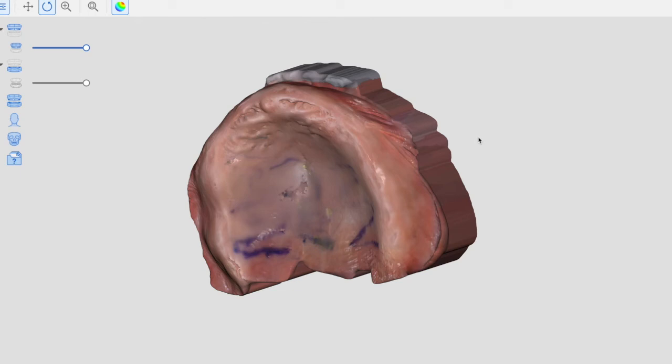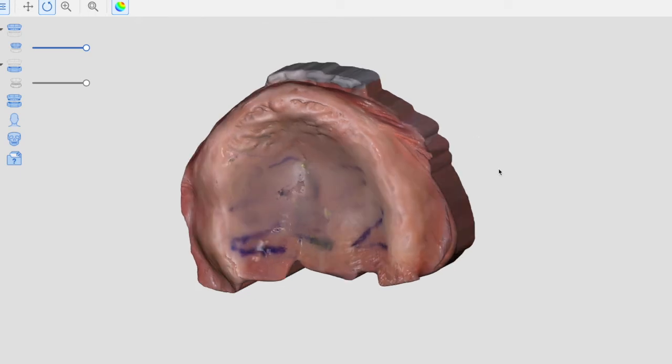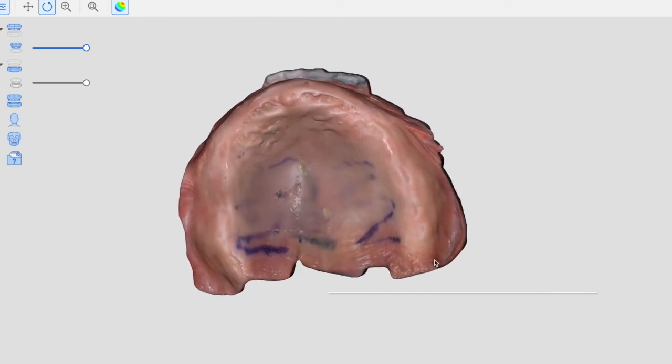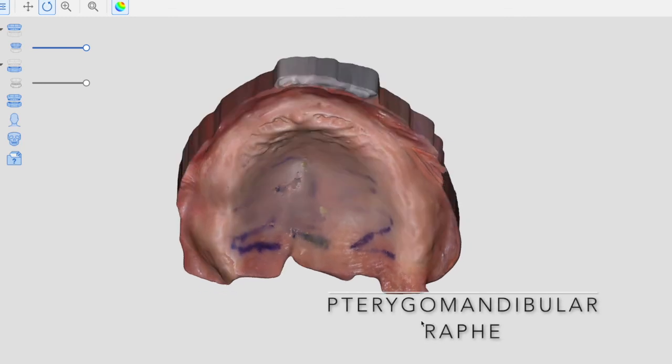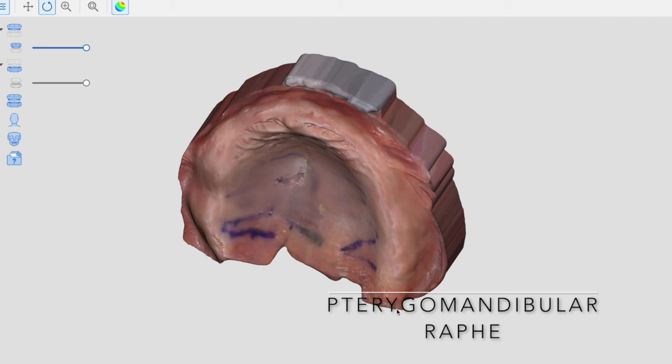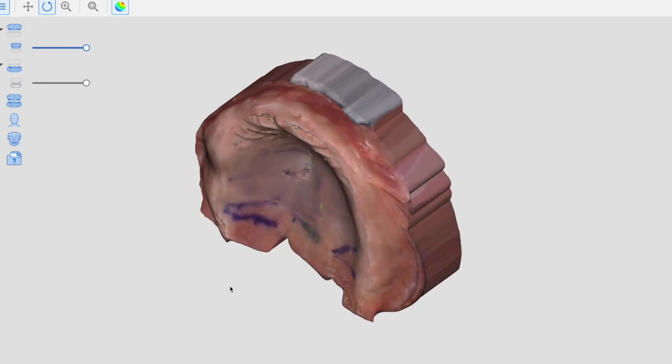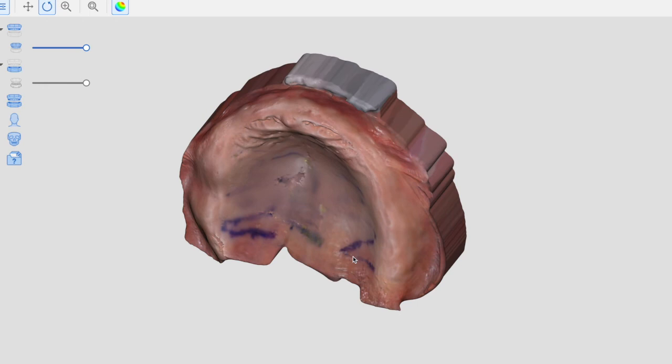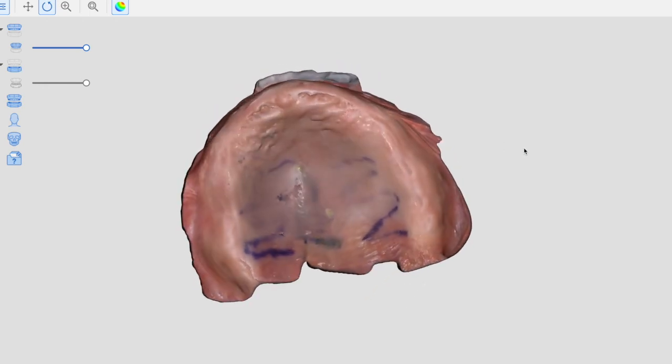Then right next to the hamular notch, you can see the tiny little string right here. This area is called the pterygomandibular raphe. So that is showing better on the side.